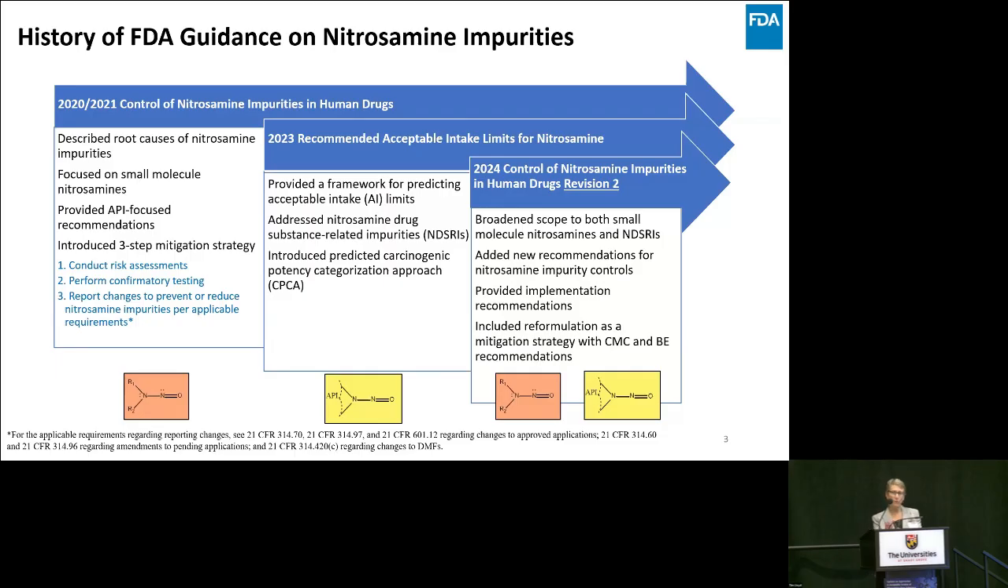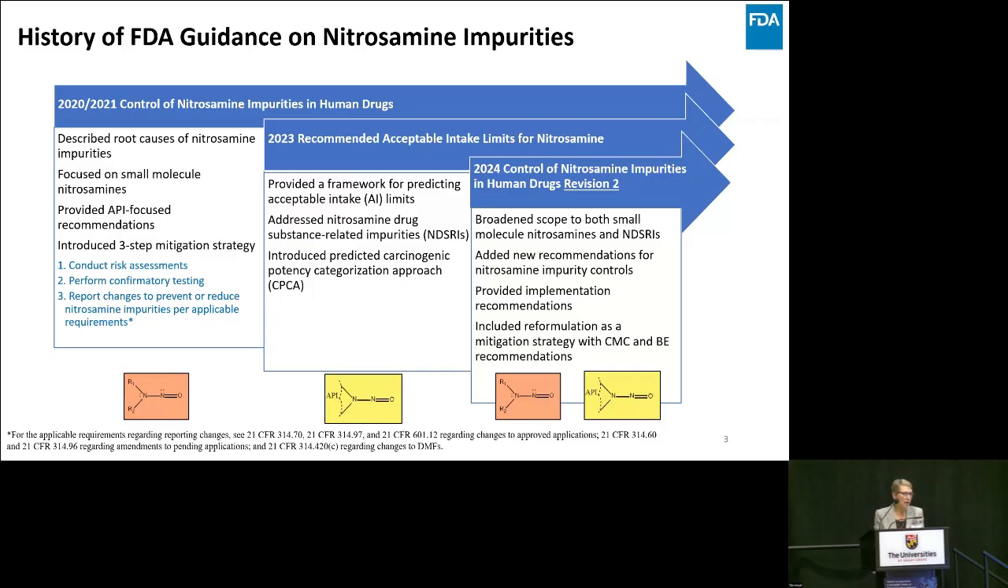In 2024, we published in September this new version of the control of nitrosamine guidance. This is a CMC guidance. It's a quality guidance. We had learned a lot in the 4 years since the original publication of this guidance, and so we had broadened the scope of the guidance. We included both small molecules as well as NDSRIs, describing root causes of both of those formations.